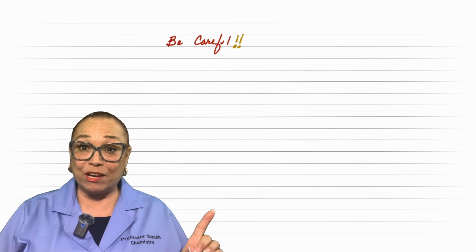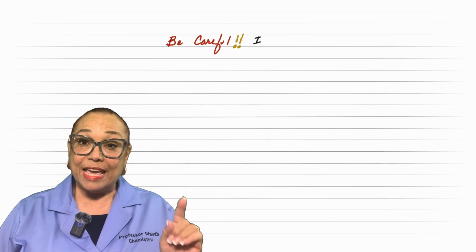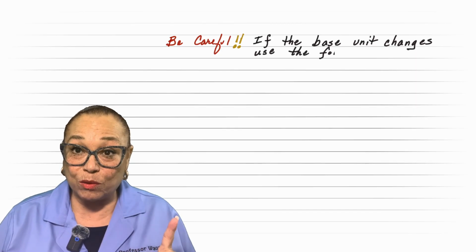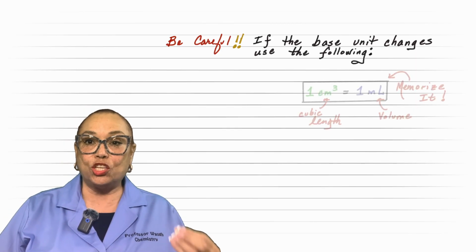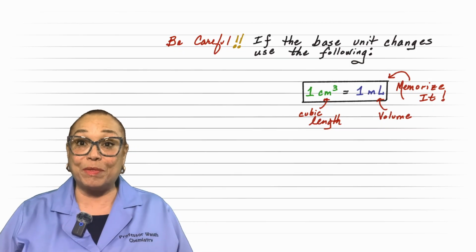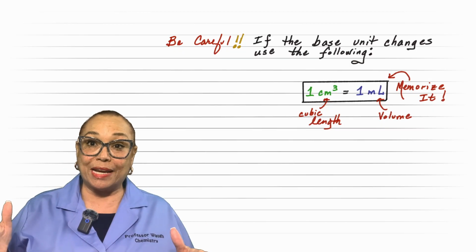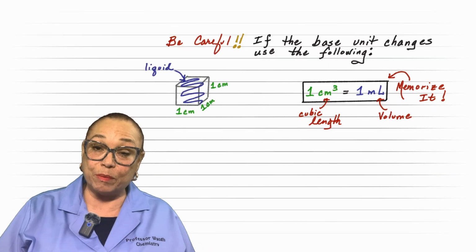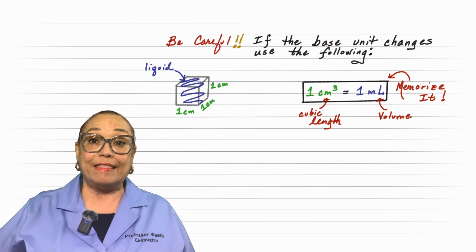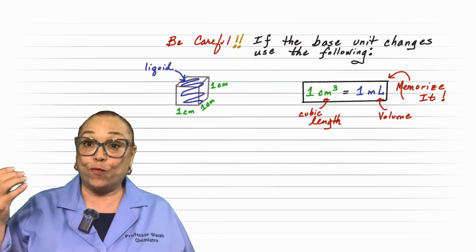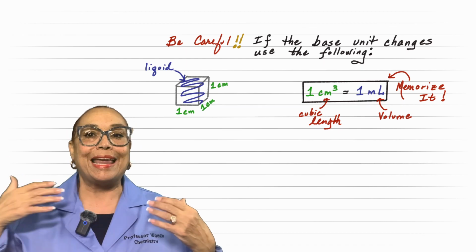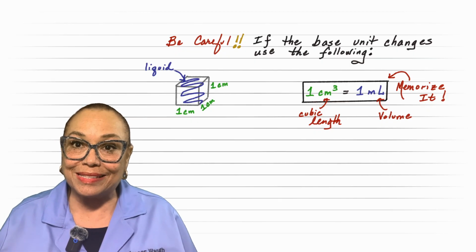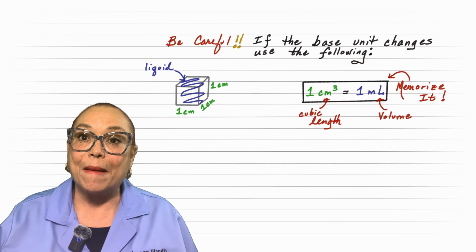All right, now you got to be careful. Let's talk about this. If the base unit changes, I want you to use the following definition. 1 cubic centimeter is the same thing as 1 milliliter. I used to have my ninth graders, old days, make up a little box that was 1 centimeter by 1 centimeter by 1 centimeter. And then you take a volumetric pipette and for 1 milliliter and fill it up, and boom, it's exactly that capacity. 1 milliliter is the same thing as 1 cubic centimeter box.